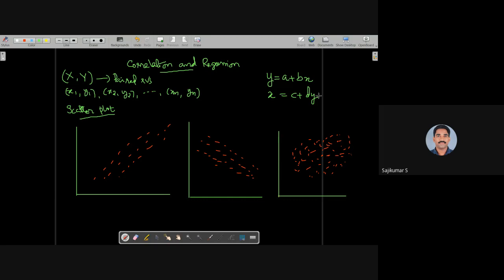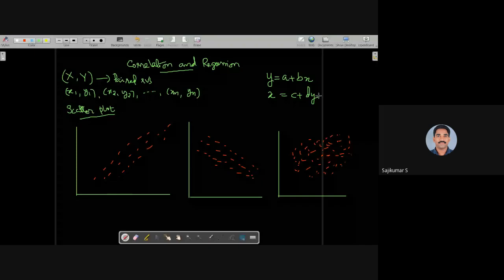a plus bx is called the regression line of y on x, and similarly for the second one, x is the response and the predictor variable is y. It is called the regression of x on y. So we are trying to find out the intercepts and the corresponding slopes for writing the equations y is equal to a plus bx or x is equal to c plus dy. In practical cases, there may not be an exact linear relationship, but there is an approximate linear relationship.